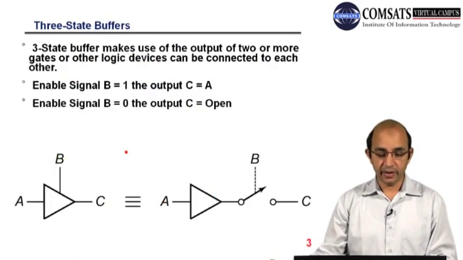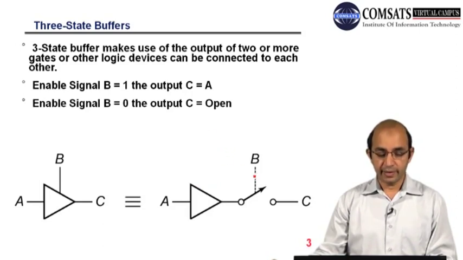The three-state buffer, you can see we have the enable signal, input signal and the output signal. Whenever B is 1, this switch will be closed and the input will be communicated to the output. If A is 0, we will be having 0 at the output. If A is 1, we will be having 1 at the output. So the input will be communicated to the output.